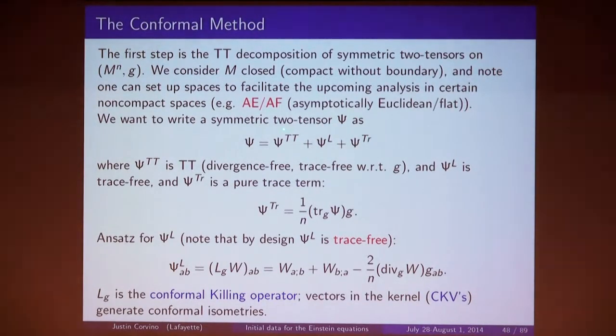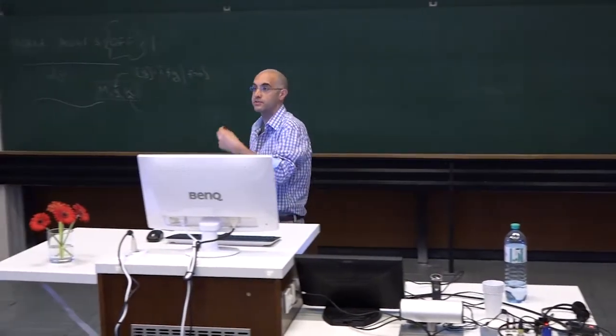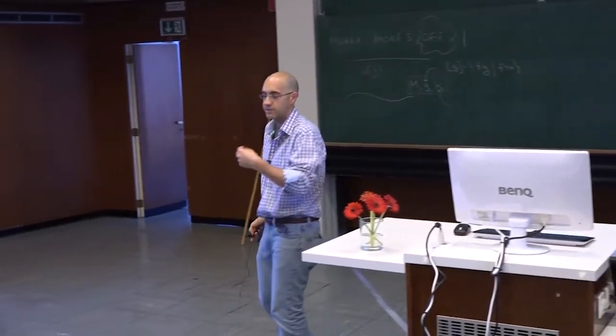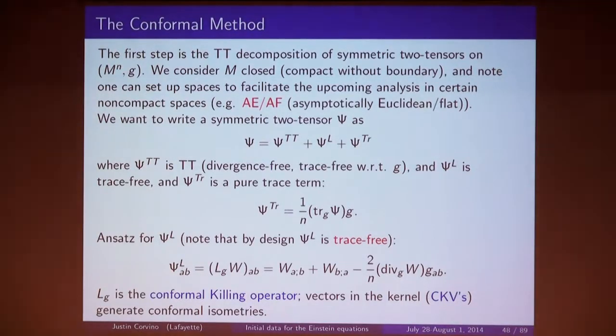So this piece here is called the transverse traceless part. We said this yesterday. Traceless means trace-free. Transverse means divergence-free. So you want a tensor that's divergence-free and trace-free. And then there's this piece here, which makes up the difference. And that piece, the psi L part, is built out of the conformal Killing operator. Okay, so this operator is defined here with indices down. The first part corresponds to the Lie derivative, and then this part makes it trace-free.